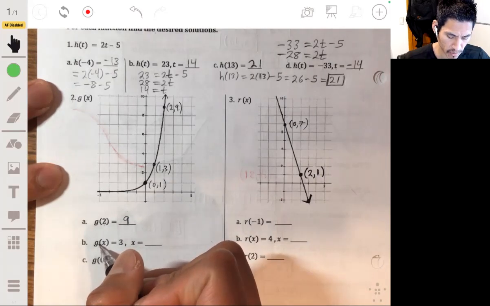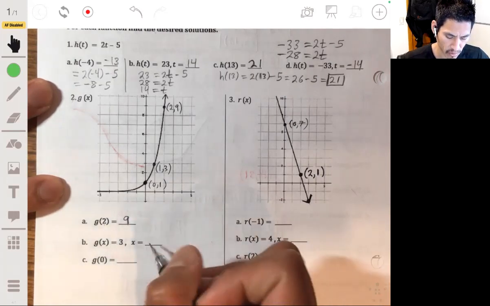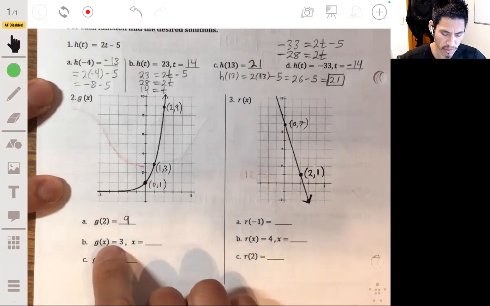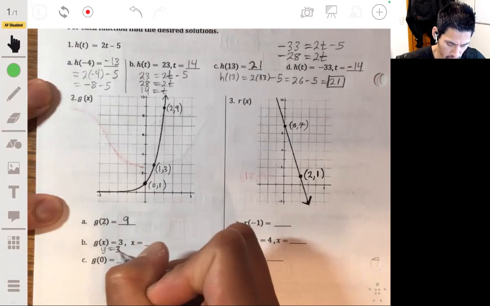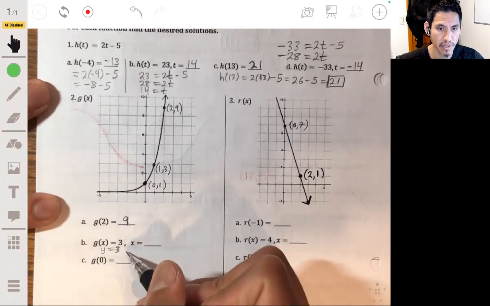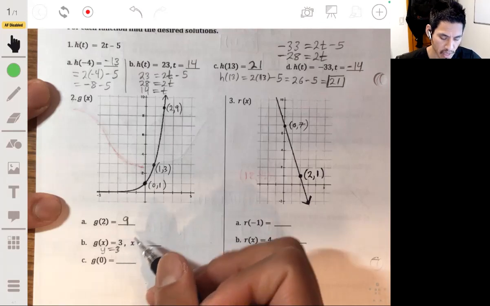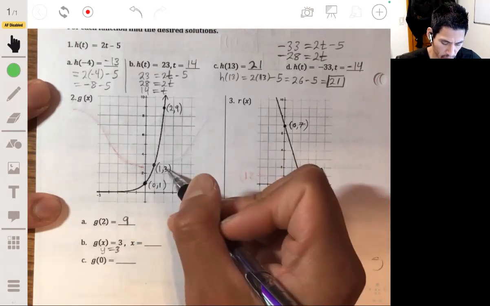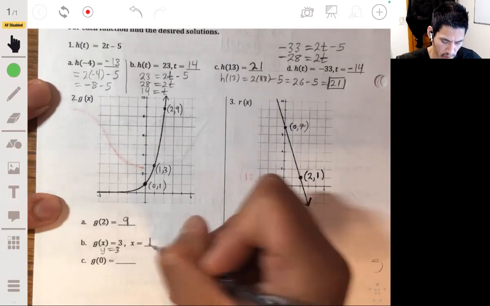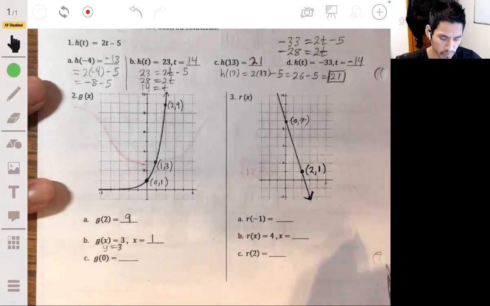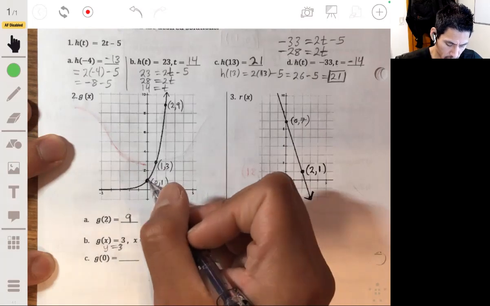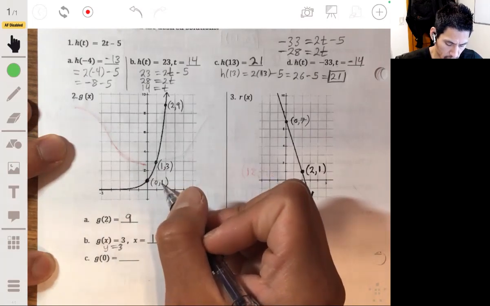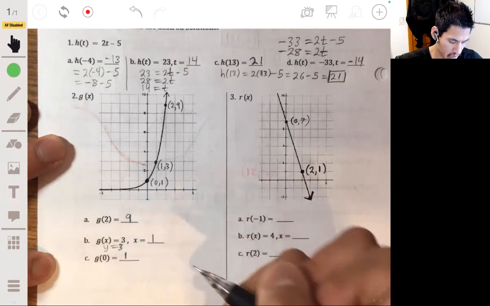Now, in B, we have that g of x is equal to 3. What's the x value? So we're told the y value is 3. So we want to find what's the x value when the y value is 3. We're kind of working backwards now. And we're just looking at this point here. When the y value is 3, the x value is 1. And then for g of 0, when x is 0, what is y? So we're talking about this point here. When x is 0, y is 1. G of 0 is equal to 1.